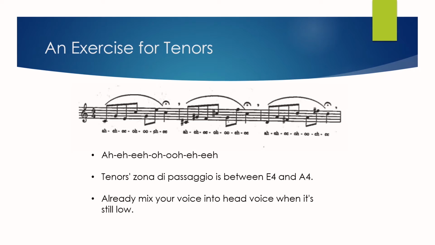Good job. It is true that the upper range must be built upon the middle range. After plenty of practice in the middle range, gradually expand this exercise to higher notes. Tenors, your general zona di passaggio is between E4 and A4. This exercise is widely spread, so when you start the exercise, already mix your voice into head voice.